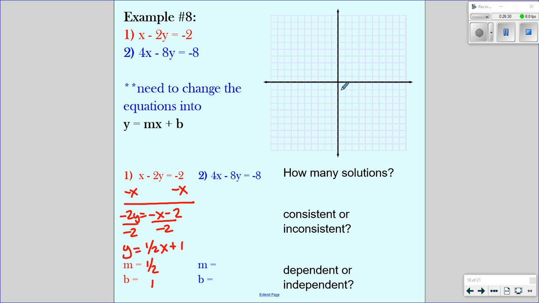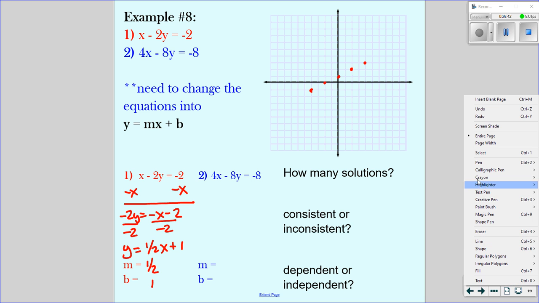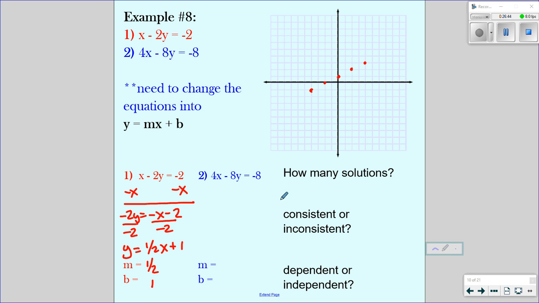And I'm just going to plot it on the graph. Got 1, so go 1 up and 2 to the right, 1 up and 2, and the opposite, 1 down and 2 to the left. And then I'm going to do the blue one. Again, I'm going to subtract 4x on both sides. And then I have negative 8. And then I have negative 4x. And divide by negative 8.